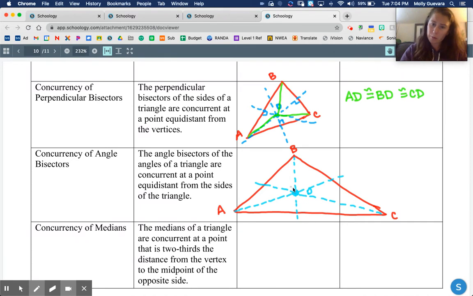So if I draw a perpendicular line from point D to side AB, let's call this E, and then I do it again. Oops, that's not really that perpendicular. Holy moly.